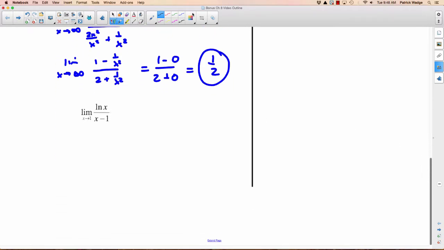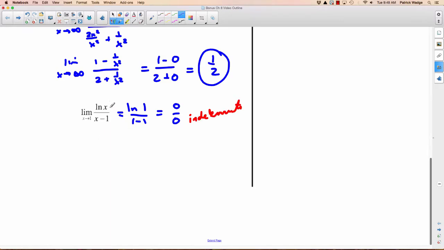Finally, let's try this one. So again, we're going to substitute in. We get the natural logarithm of 1 over 1 minus 1. The natural logarithm of 1, well, that means e to the something equals 1. E to the 0 equals 1, and 1 minus 1 is 0. It's indeterminate. Okay, let's try solving this without L'Hopital's rule.